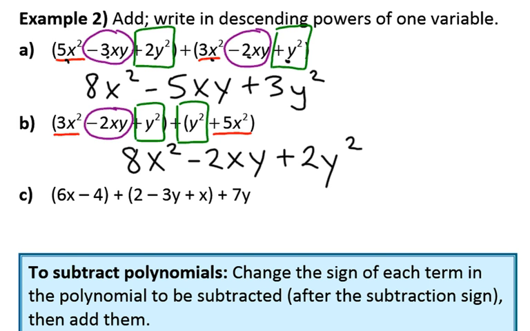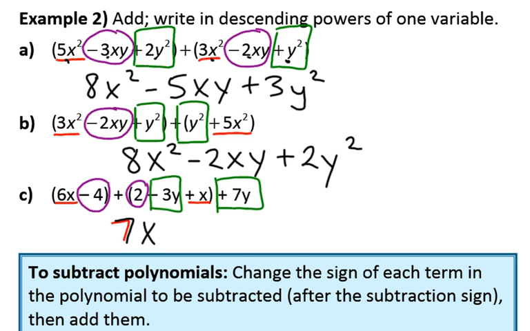Okay, so for part C, I actually have 3 separate things, but again, it's the same thing. So I'm going to look for my like terms. Starting out, I've got 6x and plus x. Then I have negative 4. Now, 4 does not have a variable with it, so you're looking for other numbers without a variable. So that's going to be the 2. And then finally, the y. So I have negative 3y and positive 7y. Combining those, I have 6x plus x is 7x.